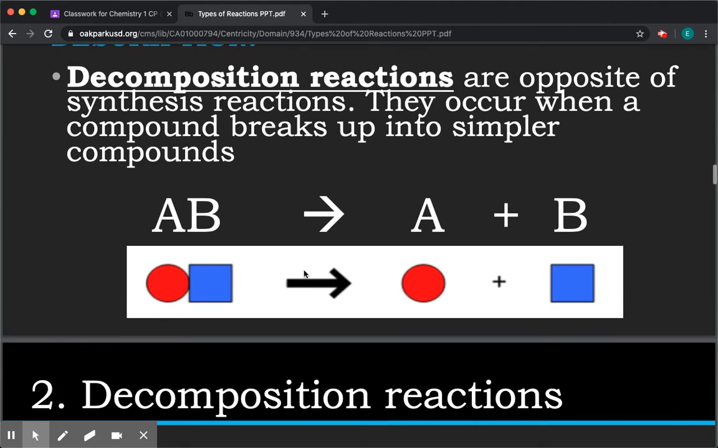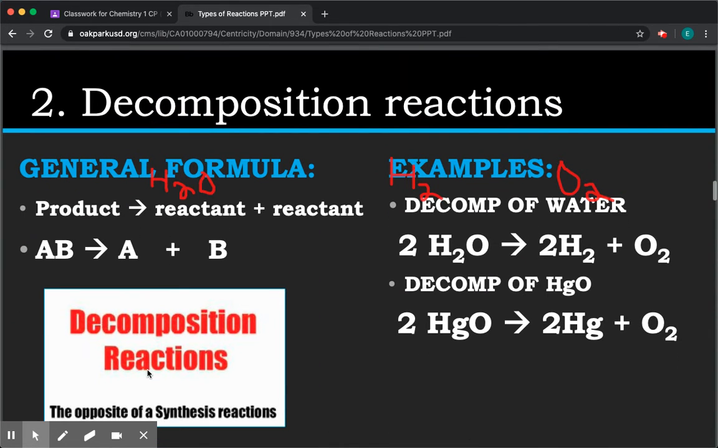Then you have decomposition. Decomposition is when things break down. So you start off with a compound. You can use the water example again. So we start off with H2O, and then we split it into H and O separately. This is decomposition. Decomposition is when you break things apart. Okay, that's decomp. And they're probably going to use the exact same examples.